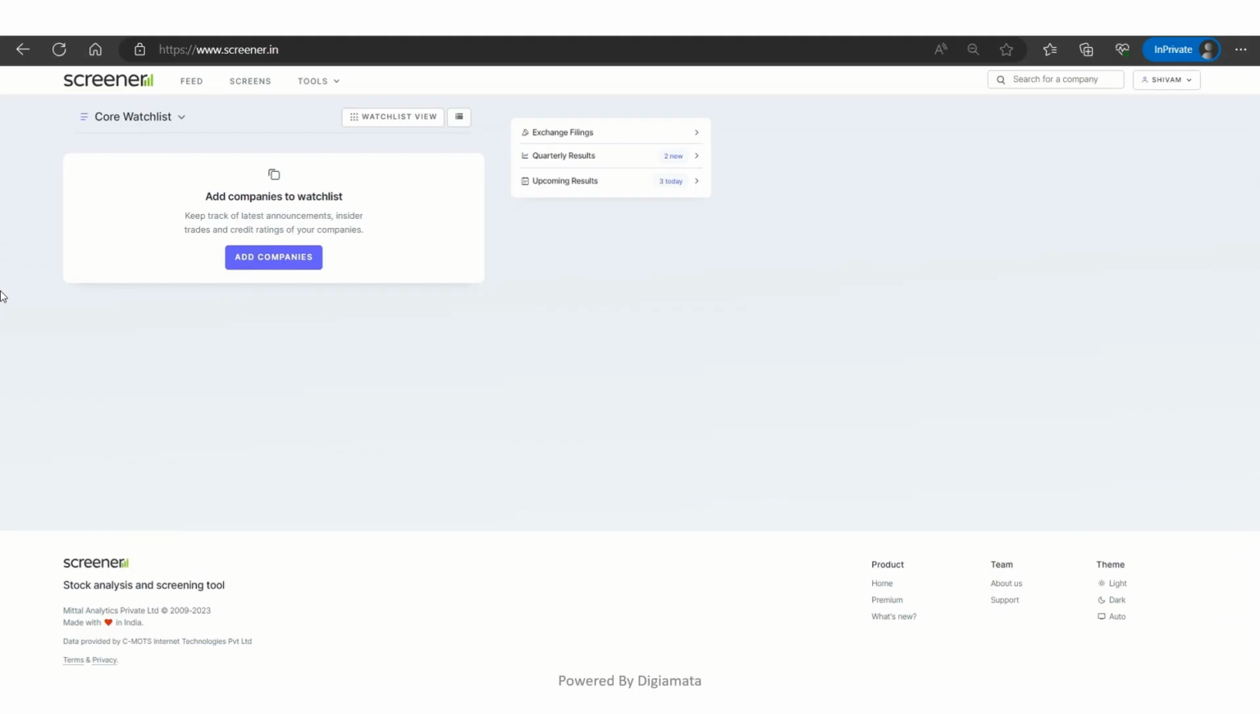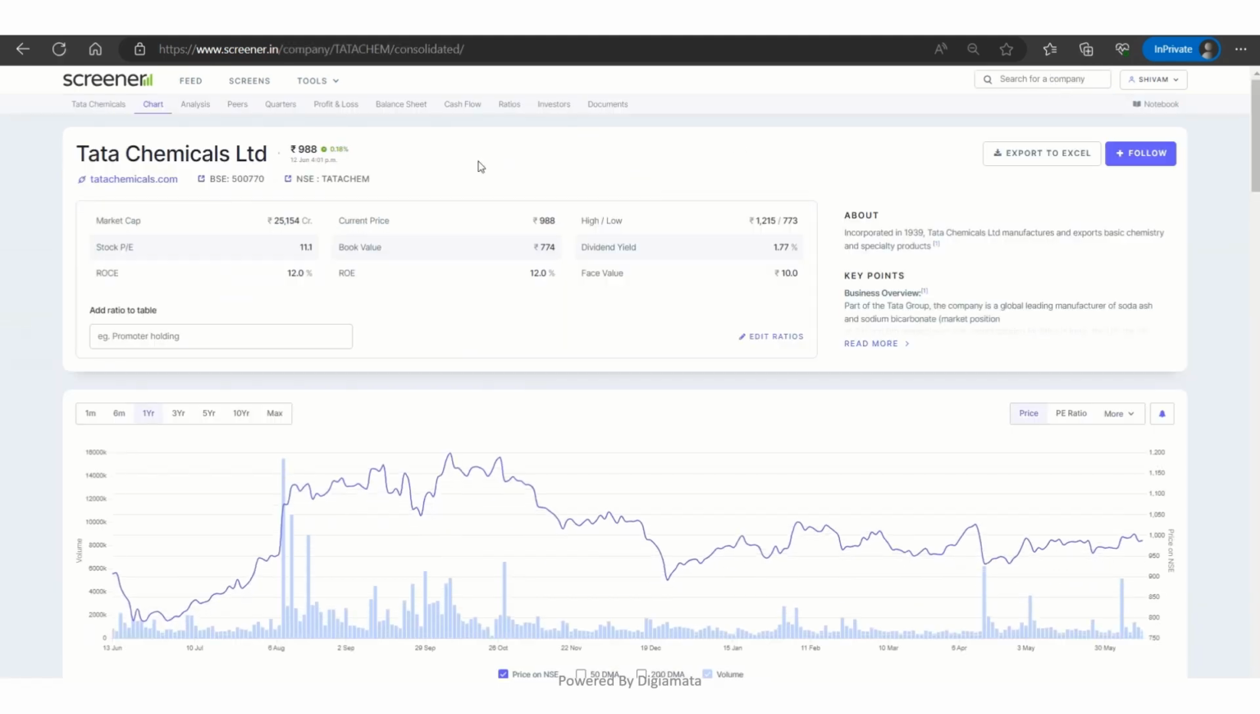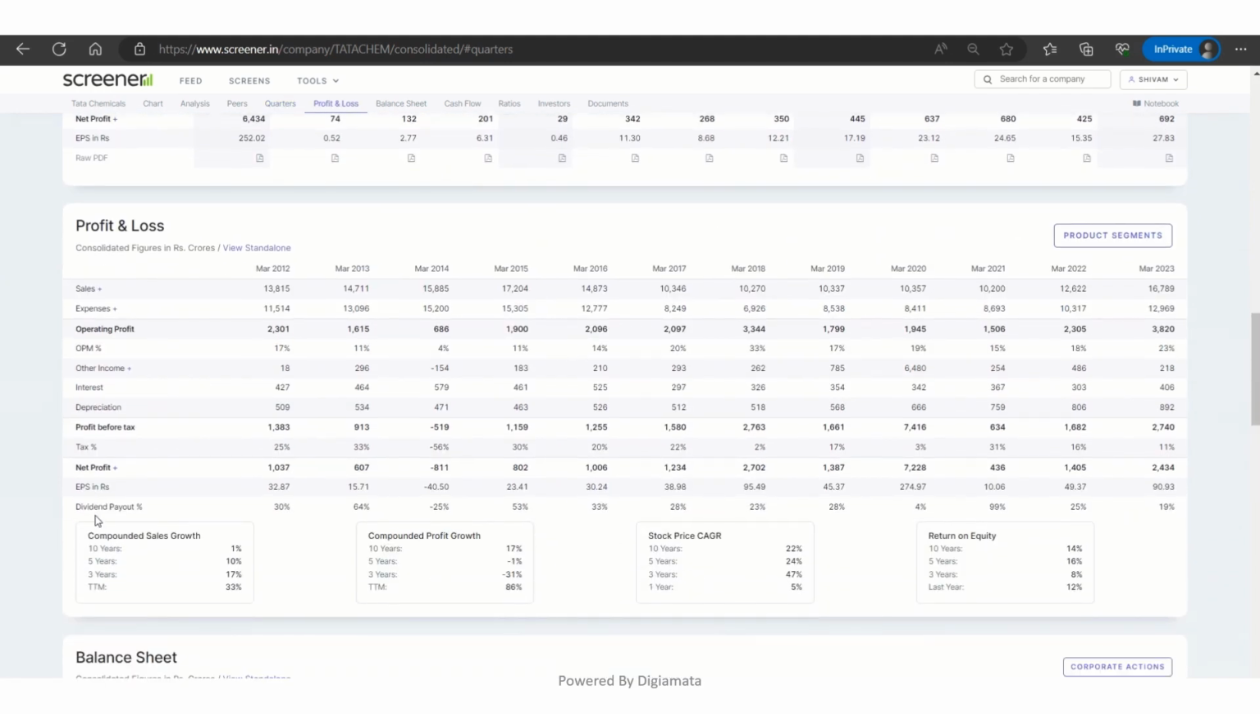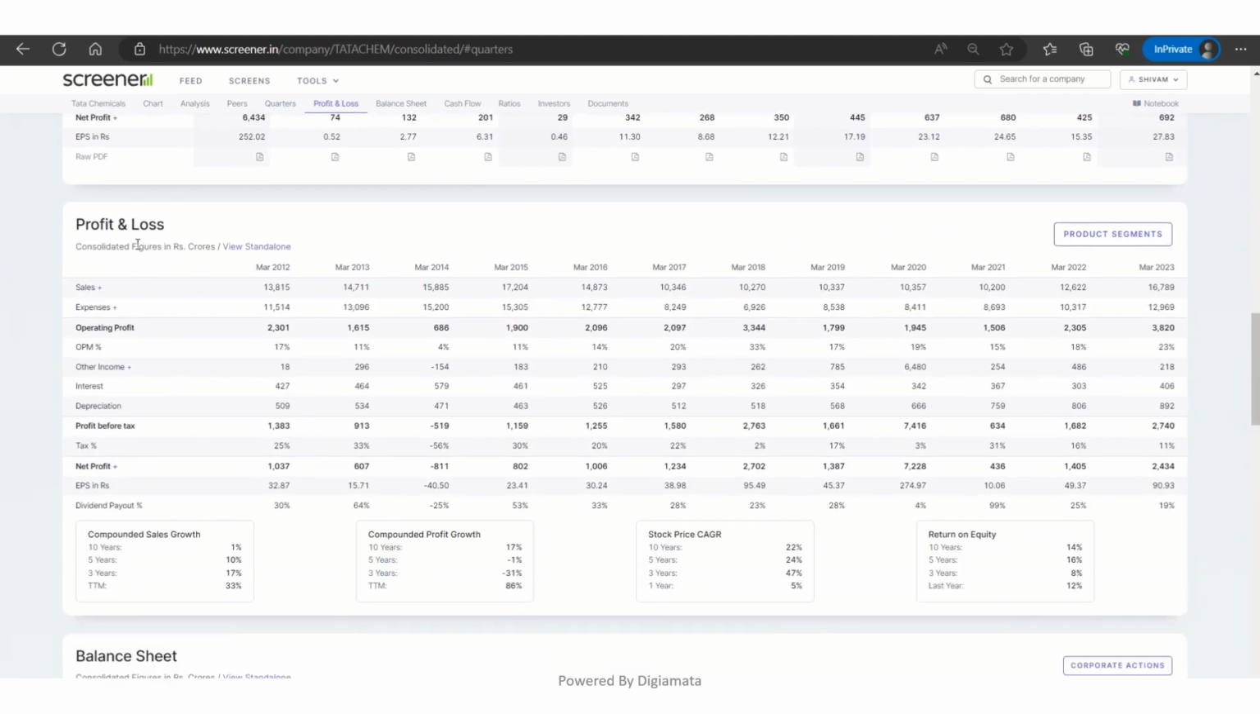For analysis, we would be using screener.in. So you can type this in your browser and you can type the company name, say Tata Chemicals. This is just an example. And on top, you can find the headers. So the quarterly and the profit and loss. This is basically your quarterly income statement and this is your annual profit and loss statement. You can also see the option for consolidated or standalone statements.